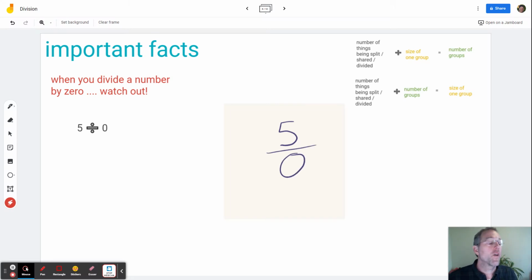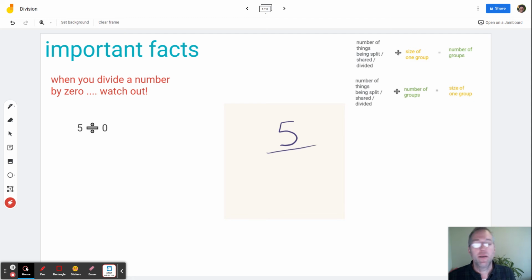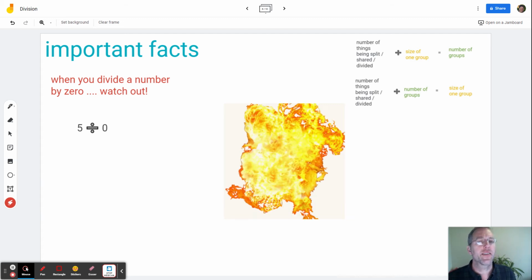Division, the operation on division video, the third part, part C. We've talked already about the action that happens with division is separating. We talked already about some important facts, some words that we use. Here's the third important fact. What happens when you divide something by zero?